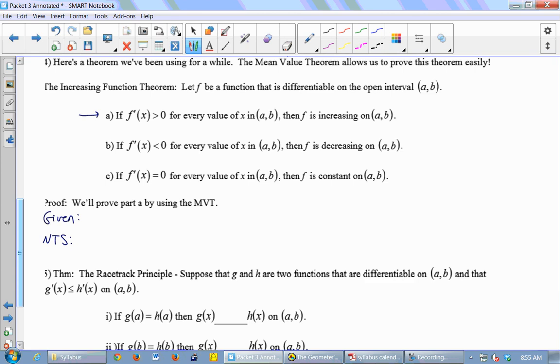Yes, we are given that f prime is positive. Yeah, so we're given the if part. We have to prove the then part, right? So what do you need to show to prove that f is increasing? What does it take to show someone that f is increasing?